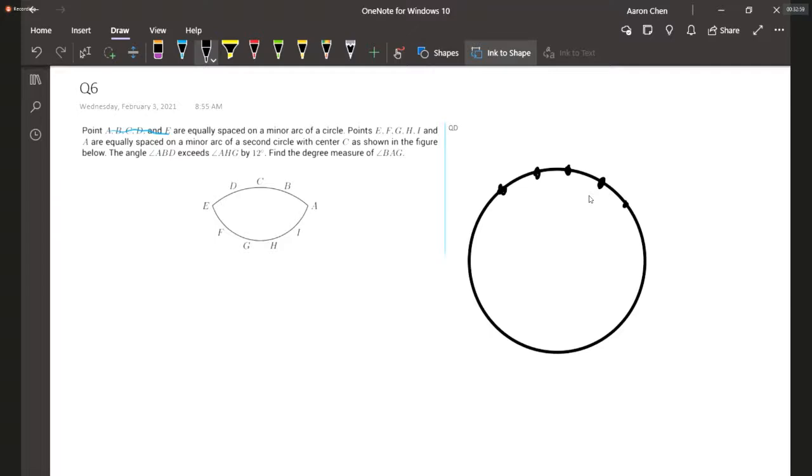And you're also given that there's a second circle, and it has center C, and points E, F, G, H, I, and A lie on the circle. So first of all, we can label these points A, B, C, D, and E. And now we draw a circle with center C.